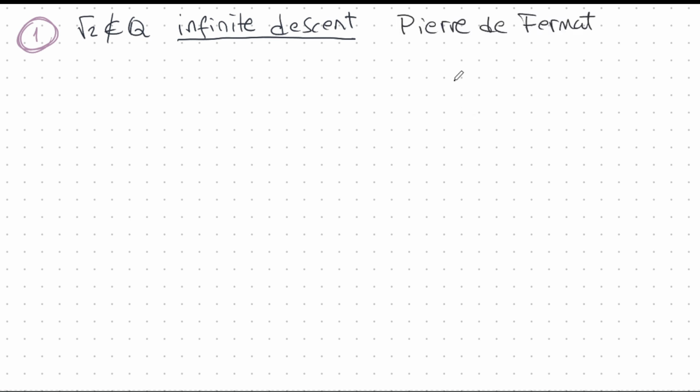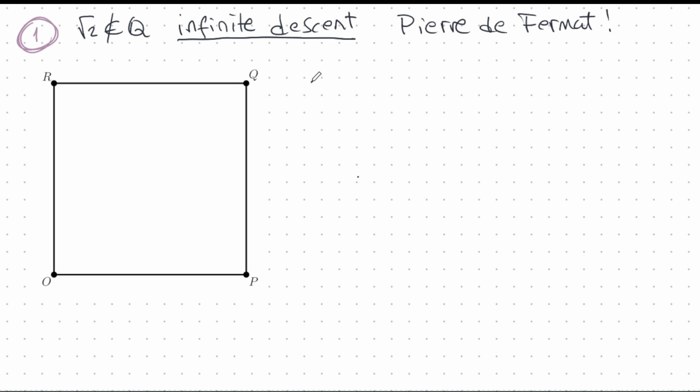Hello everyone. Today I'm going to show you a proof that the square root of 2 is not rational. We've seen a lot of proofs of this, but today I will show you one using a technique called infinite descent, a technique that was pioneered by none other than Pierre de Fermat. All right, so let's begin with some simple ideas.